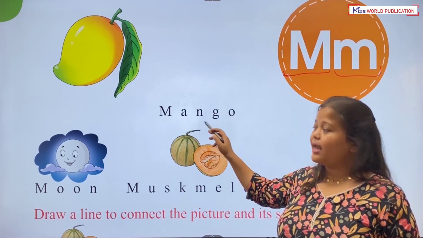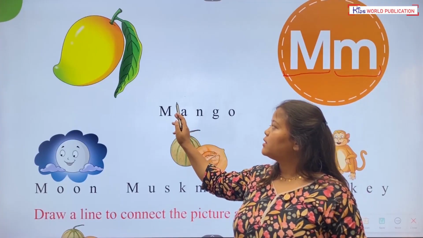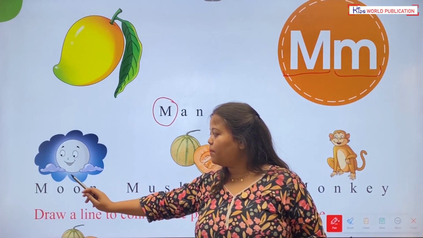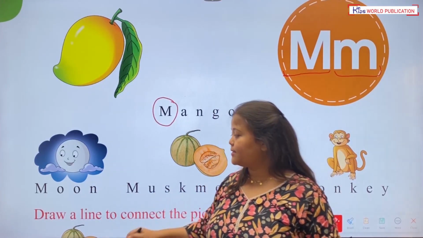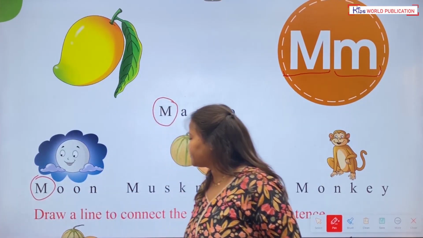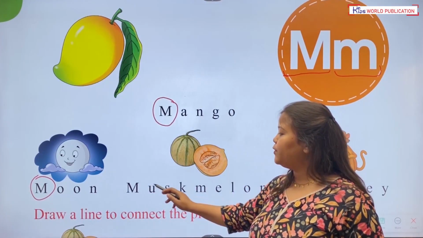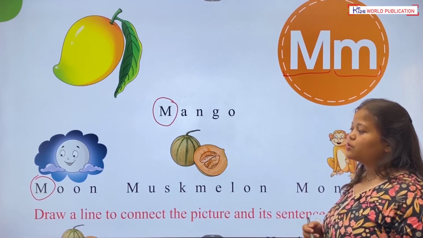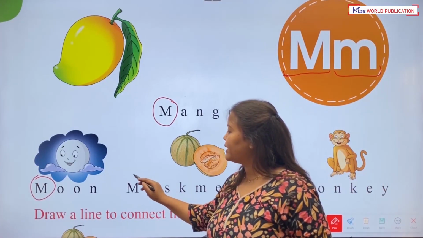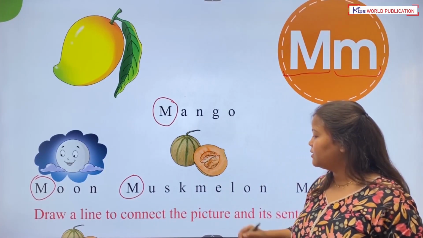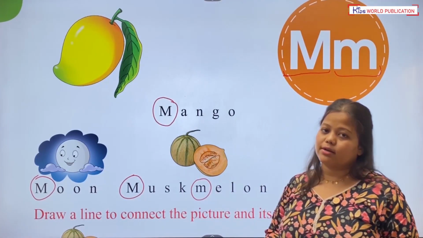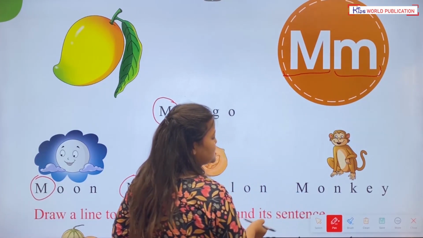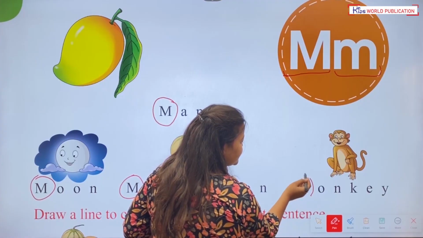Mango. M-A-N-G-O. Mango. Circle the letter M. Moon. M-O-O-N. Circle the letter M. Muskmelon. M-U-S-K-M-E-L-O-N. This is muskmelon. So here are two M's. One capital M, we will circle it, and the other is small m, we will also circle it. Monkey. M-O-N-K-E-Y. This is monkey. So we'll circle letter M.